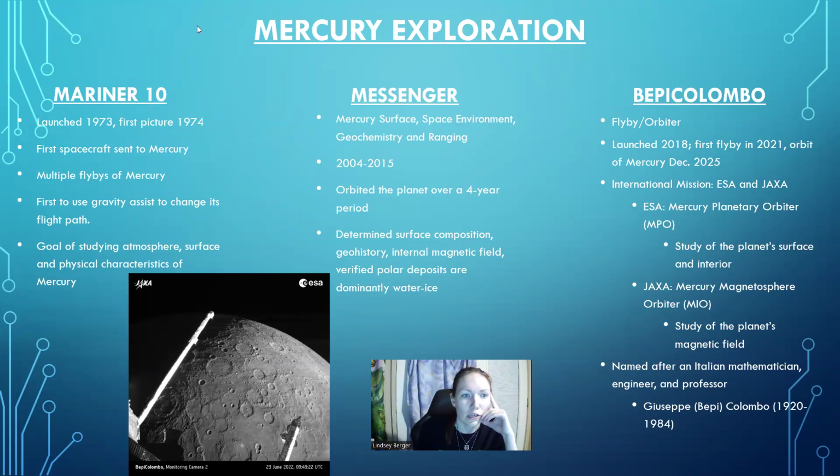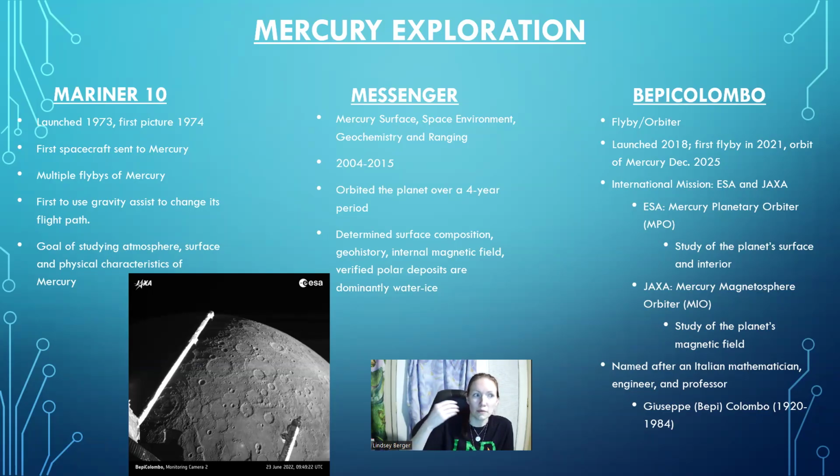Things like that. So back in the 70s, we had Mariner 10. This took the first picture back in '74. It was the first spacecraft sent to Mercury. So, woo, go Mariner 10. It did a lot of flybys of Mercury, so that's where it does loops around it, zooming in, going far away, coming back, zooming in, basically passing by it so it can get lots of different data. And this was the first time we also used a gravity assist to change a flight path. This is huge, especially when we're talking about the future of space exploration, even going into modern times.